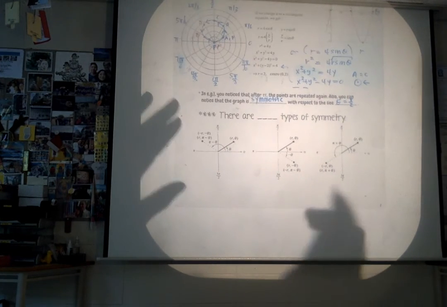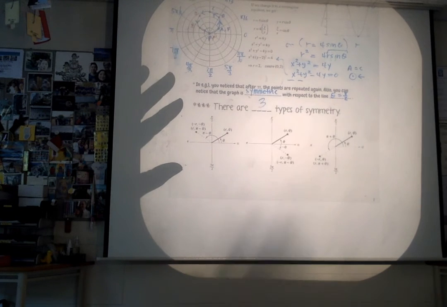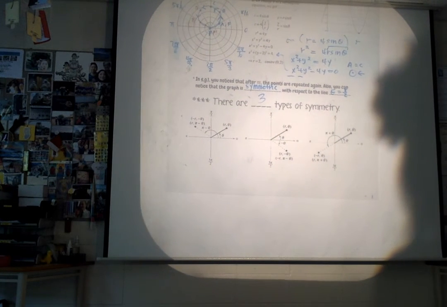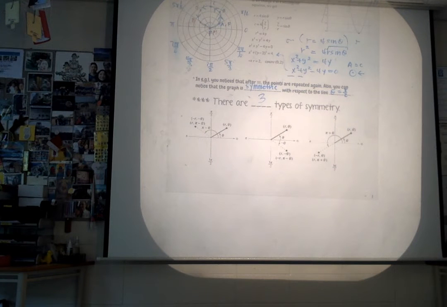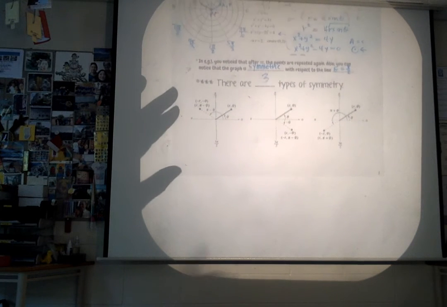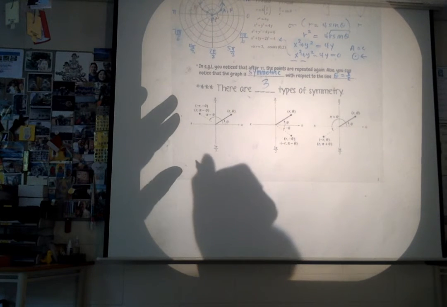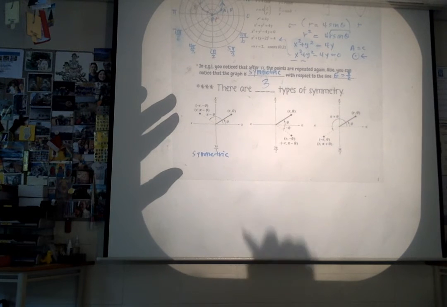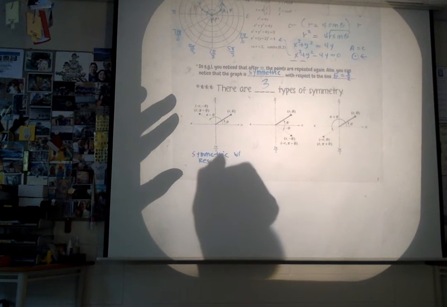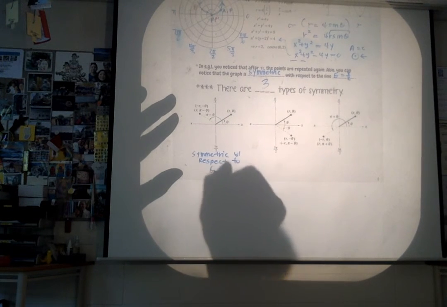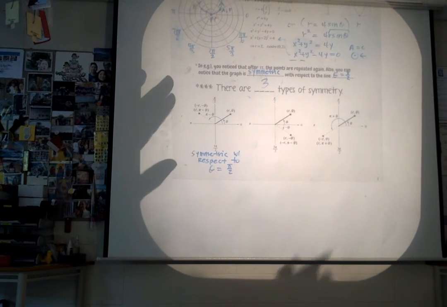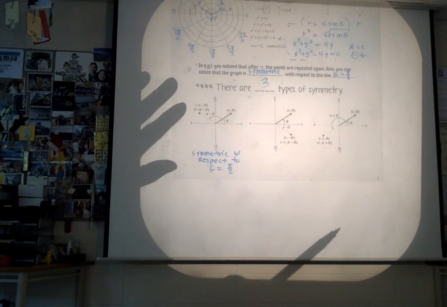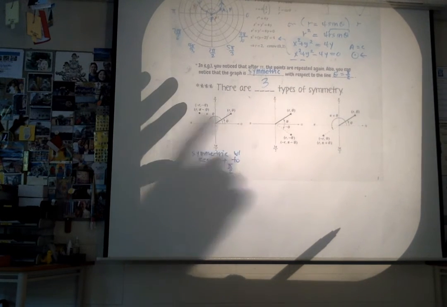So, let's go back to symmetry. There are 3 types of symmetry. And symmetry is really formulaic, so I'm not going to require that you memorize this, but you should be able to show it. It's good if you know it. Now, this one is symmetric with respect to theta equals pi over 2. And you can see that, right? If it goes from here to here, it just gets reflected about the pi over 2 line.